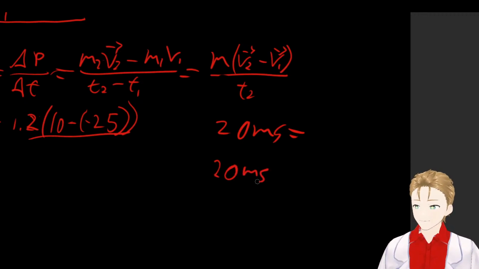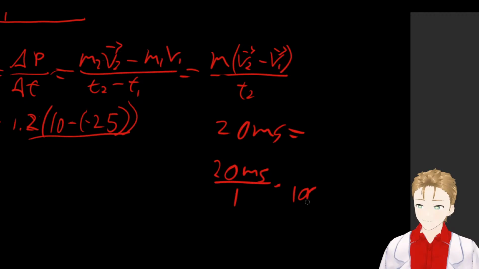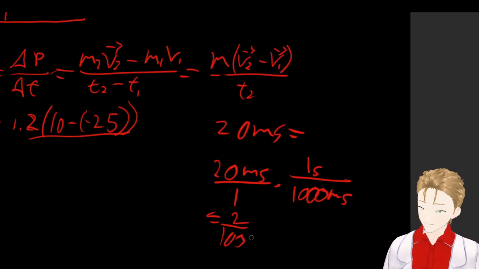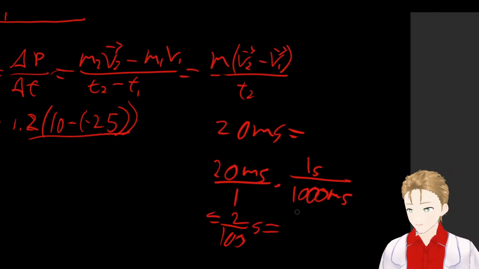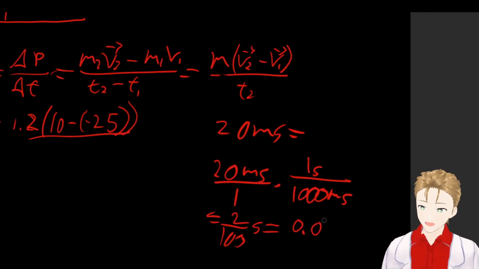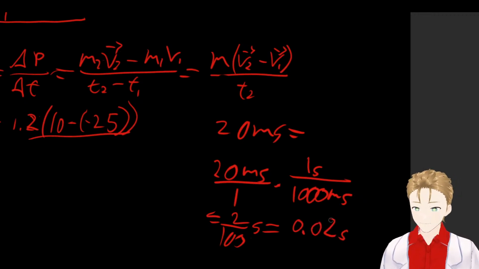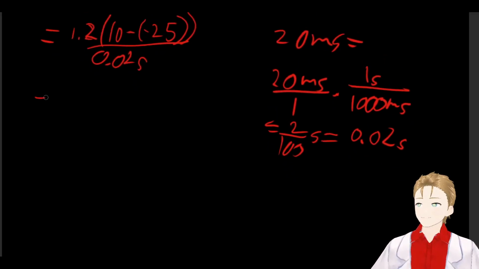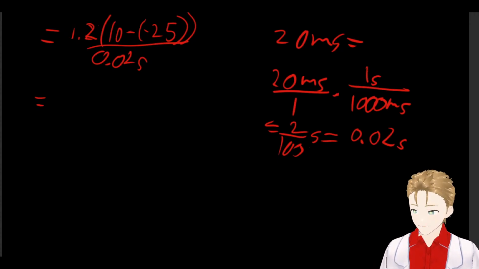So 20 ms over 1 times 1000 ms over 1 s. So that's 2 over 100 s, which is 0.02 s. Okay, 0.02 s. Look at that, the metric system is so overpowered with its convenience. I can't imagine using another system.